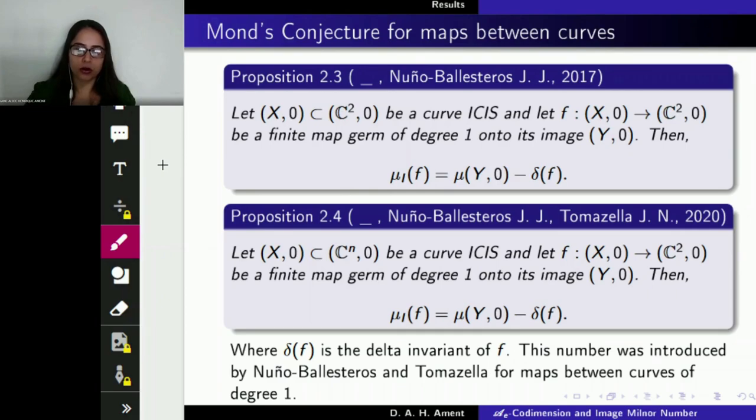The image Milnor number is well defined. It is independent of the stabilization and the representative. We got this proposition for n equal to 2, and after we got the same proposition for all n. Let X in C^n be a curve singularity, and let F from X to C^2 be a finite map germ of degree 1 onto its image Y. Then the image Milnor number is equal to the Milnor number of Y less the delta invariant of F. The delta invariant of F was introduced by Nuño-Ballesteros and Tomazella for maps between curves of degree 1.